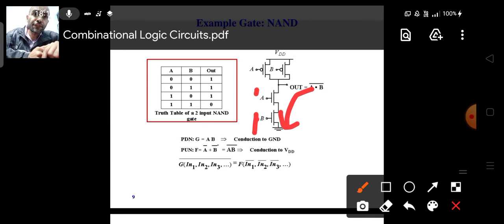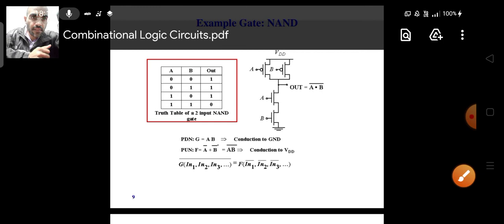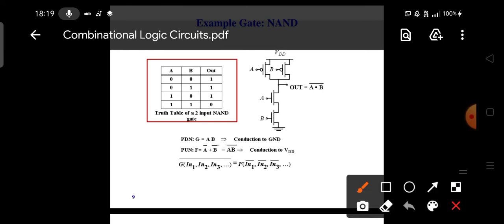Whereas if you apply, let's say, one of the inputs becomes 0, then what will happen? Let's say one of the inputs becomes 0. So then what will happen?